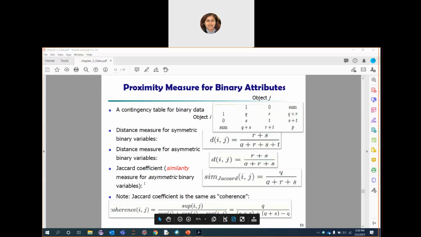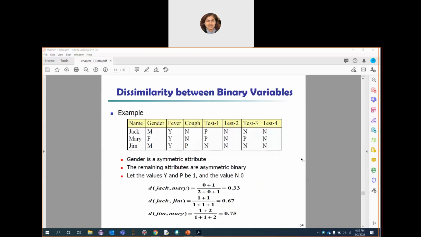There is another one, Jaccard coefficient. And for that coefficient you use this type of formula. The Jaccard coefficient is also similar to coherence. The coherence is formulated in the last formula as shown. Let's just emphasize for now. I'm going to show you one example which is mostly based on the proximity measure or distance measure of asymmetric binary variable. Let's see this example.